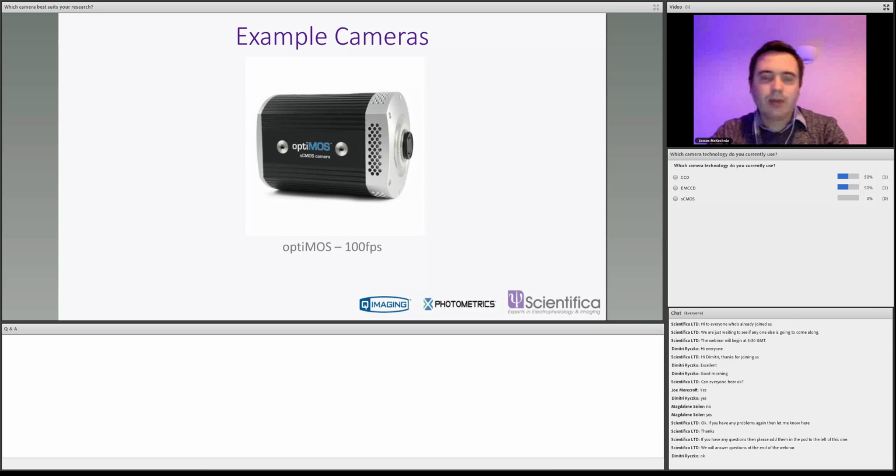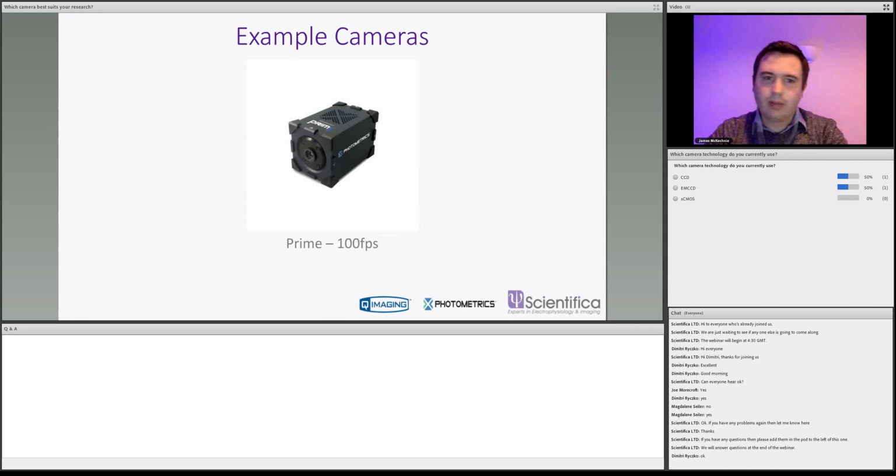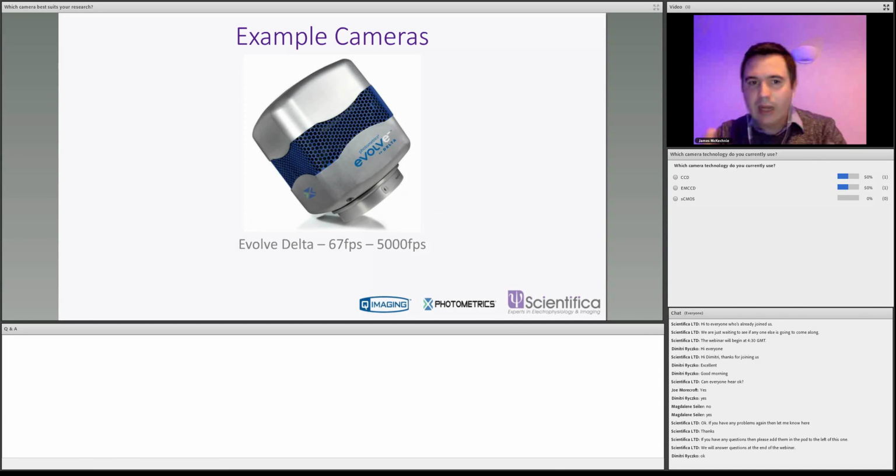Some example cameras where we go fast are the Optimos and the Prime, and then the Delta, where you're looking at 100 frames per second, or in this case, 67 frames per second in full resolution, or if you take a very small region, you can go very, very fast.